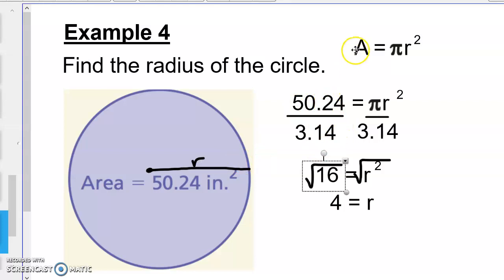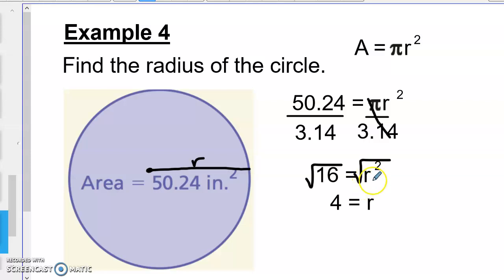So I put 50.24 in for A, and then I have 50.24 equaling pi times radius squared. Well, I remember back that pi is simplified to be 3.14, so I'm going to divide by 3.14 on both sides. 50.24 divided by 3.14 leaves me with 16. And obviously when I do that, that pi and 3.14 is going to cancel and just leave me with r squared. Well, I don't want to know what r squared is, I want to know what r is.